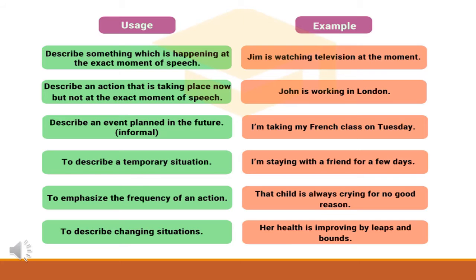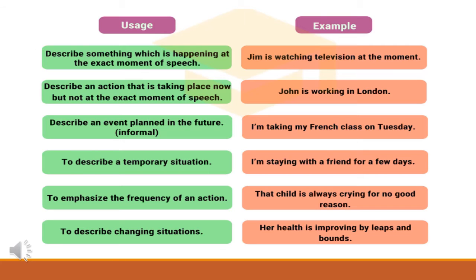The second use is to describe an action that is taking place now but not at the exact moment of speech. Means there is an action that is happening but not at the exact moment, but somewhere else. Like an example, John is working. He is working. That is in motion. Means it is happening but not here, in London. John is working in London. Means this process is taking place but not here, not at that exact moment, but somewhere else.